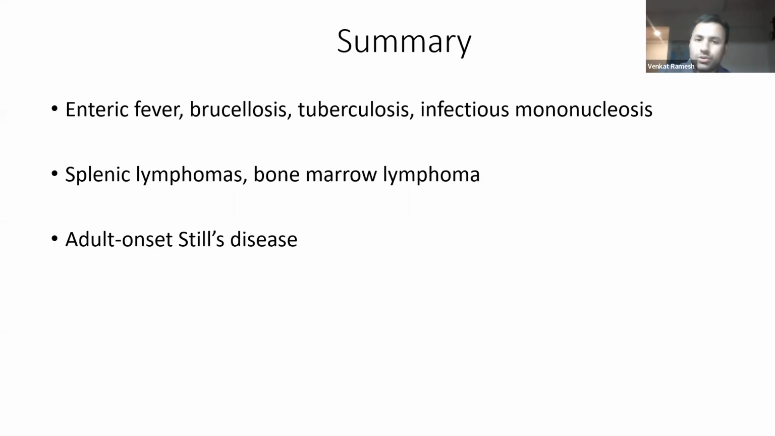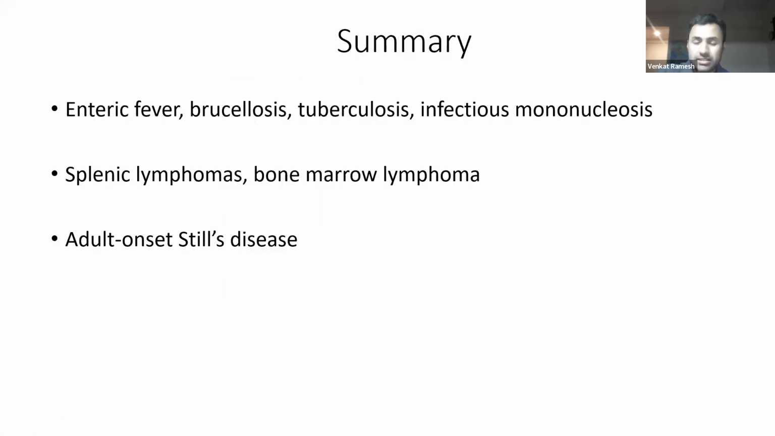So we would really think of two or three things. In terms of infections, you'd still consider enteric fever, that is typhoid and paratyphoid, brucellosis, tuberculosis, and infectious mononucleosis. The absence of lymph node uptake does not completely exclude lymphoma, because splenic lymphomas and bone marrow lymphomas have been described. And adult onset Still's disease is a diagnosis of exclusion.